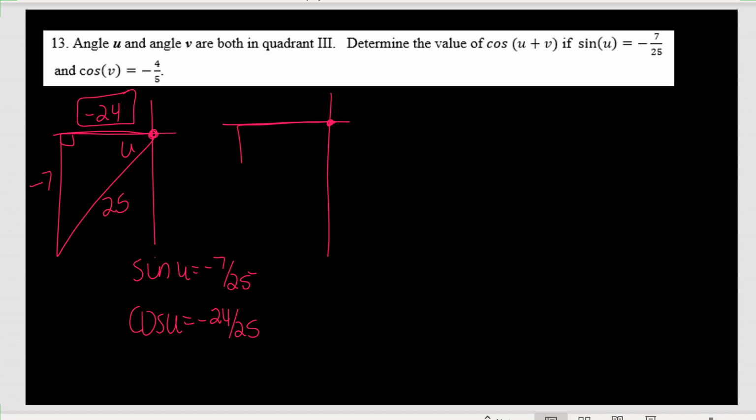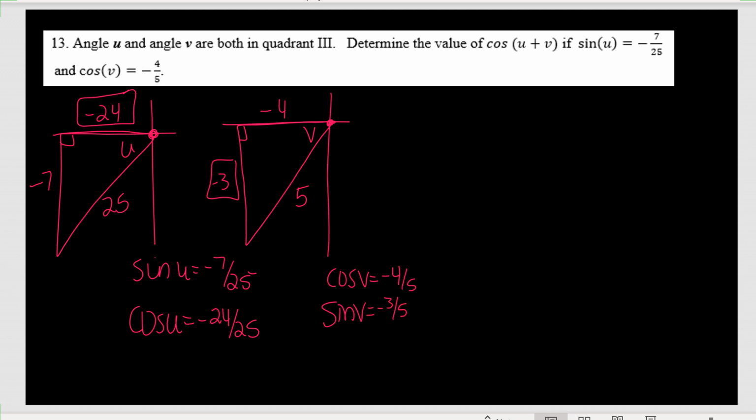So start at the origin, go to the left, down, and then back up to give me angle V. And this time they give us that cosine of V is negative 4 over 5, another Pythagorean triple. Negative 4 will be our x, our horizontal distance, 5 is hypotenuse, and we'll do negative 3 for the y value, giving us the ratio of sine of V to be negative 3 over 5. Now, plug and chug through.